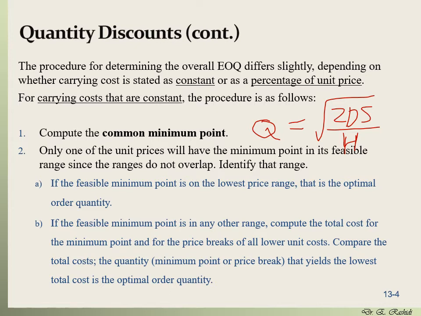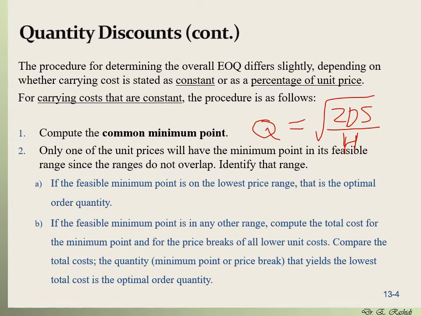But only one of the unit prices, because you're going to have different price ranges for different quantities, because this is a discount model. Only one of the unit prices will have the minimum point in its feasible range. Since the ranges do not overlap, identify the range that has that minimum point. This is how we do it.